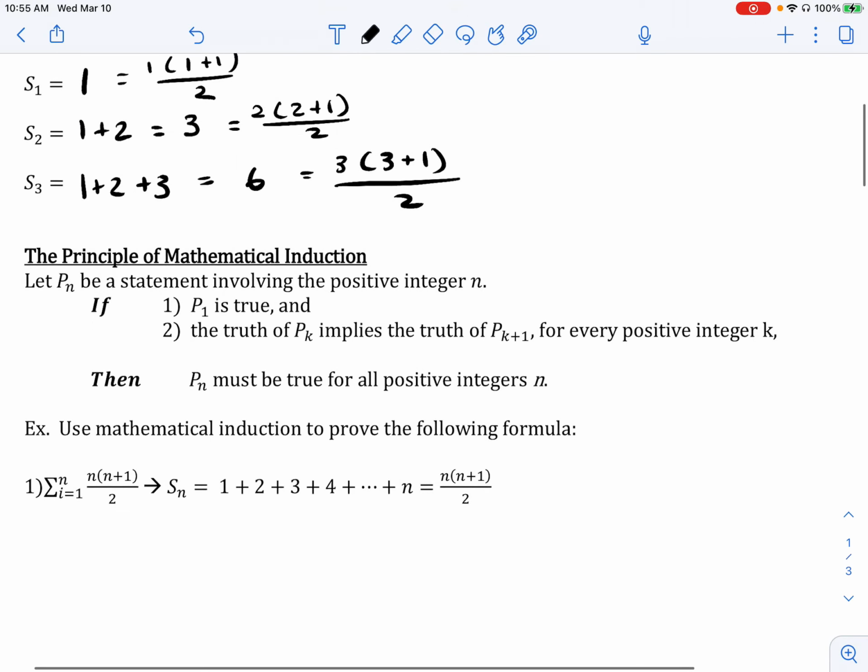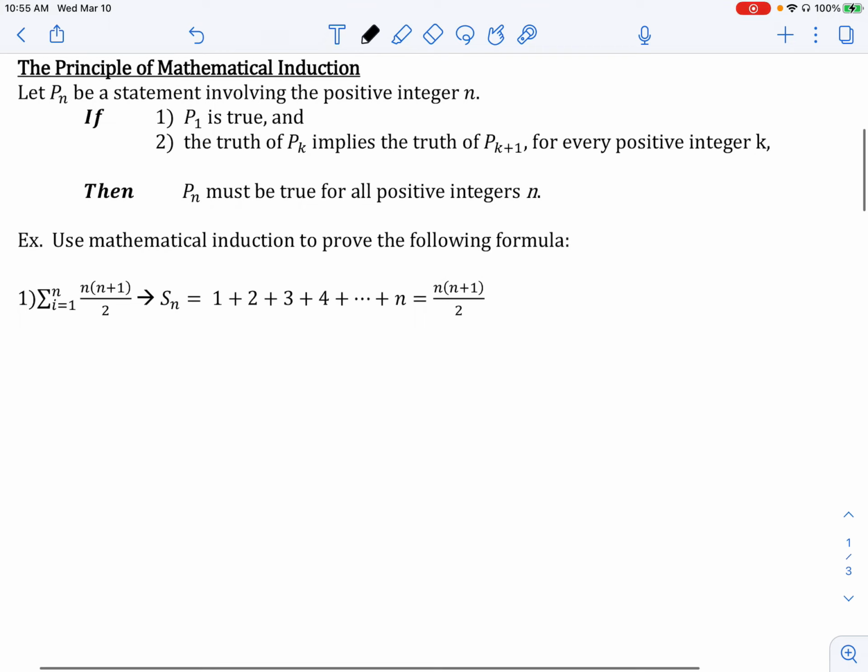So the principle of mathematical induction is written right here, and it says the following. If P sub 1 is true, meaning the statement is true for the first term, and we can make some statement about the truth of P sub k, for some positive integer k, and it implies the truth for the next positive integer term, then it must be true for all positive integers n.